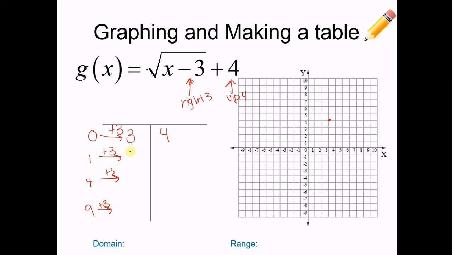So 1 plus 3, that's going to give me my 4 there. 4 plus 3, that's going to give me 7. And 9 plus 3, well, that's going to give me 12, which I can't really graph on this, but that's okay. Let's plug in a 4 here.